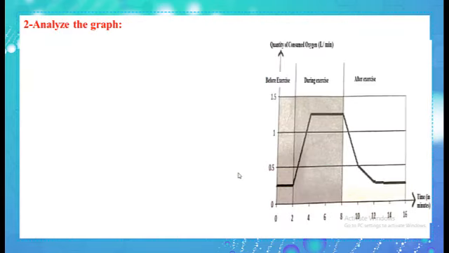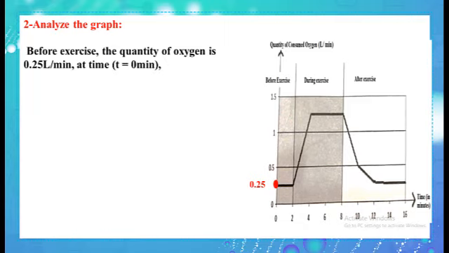Analysis of this graph. First of all, we should take into consideration the responding variable, which is the quantity of consumed oxygen, and we should always talk about it. We are interested in seeing the variation of the responding variable while we are changing the time. So first of all, we start with the first point, which is 0.25 liter per minute. We should say that before exercise, the quantity of oxygen is 0.25 liter per minute at time 0 minutes.